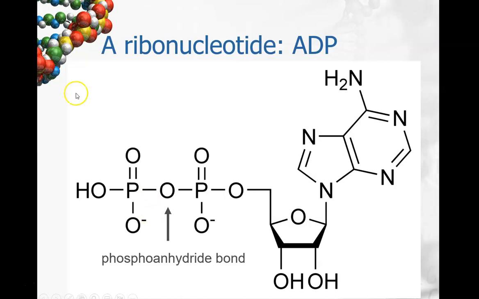Now those phosphates, it doesn't show in that last picture, but the phosphates are typically ionized at physiological pH. This is another ribonucleotide, but we have 2 phosphates. And so this is adenosine diphosphate. And the bond between these is called a phosphoanhydride bond.